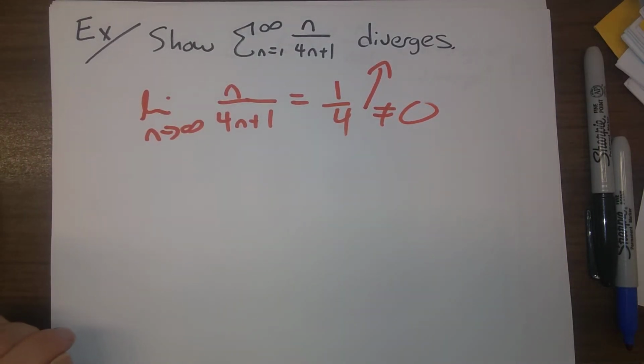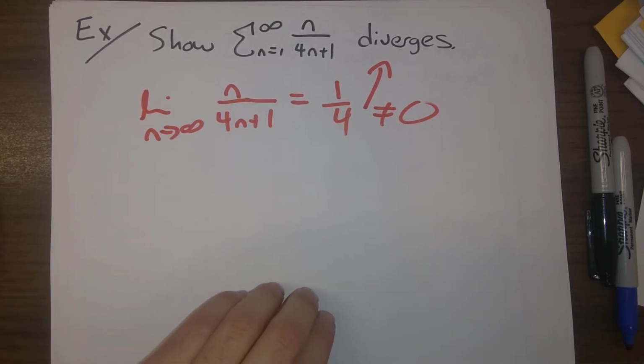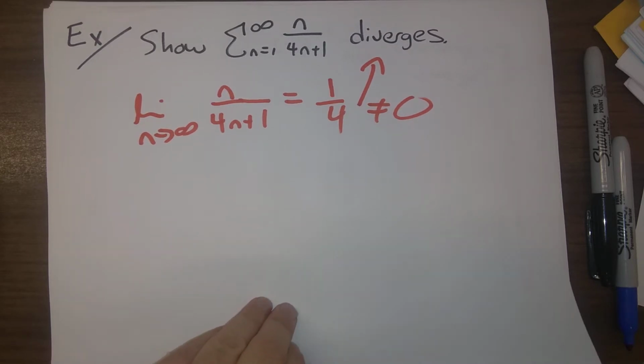So a necessary condition, though not sufficient, for our series to converge is that the sequence of the individual terms must go to 0, must converge to 0.